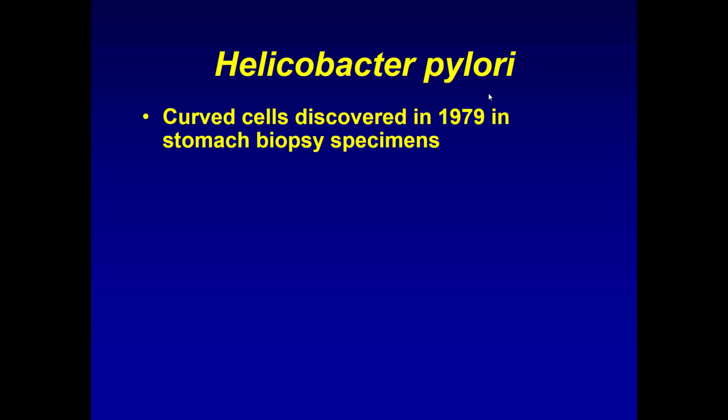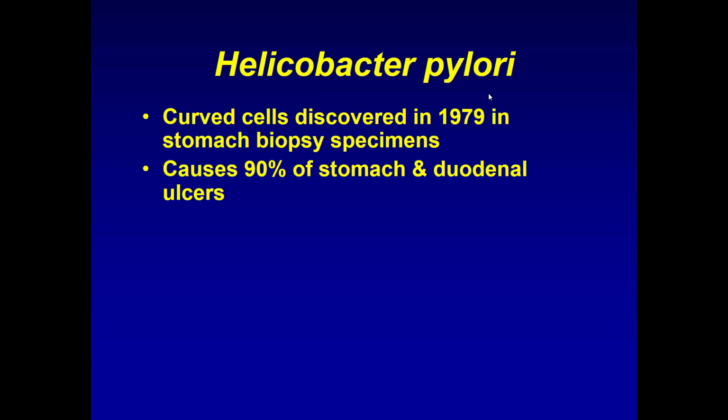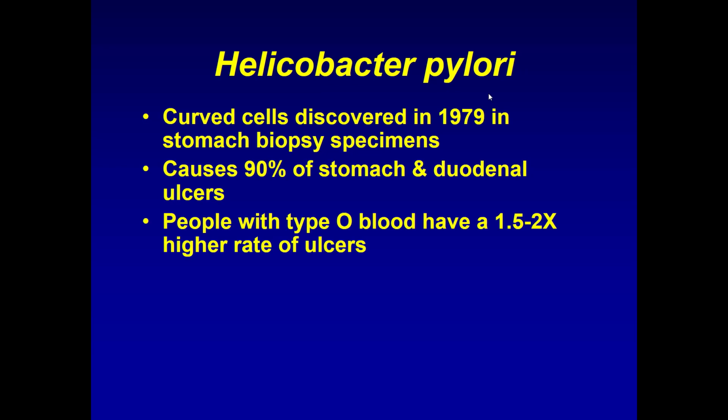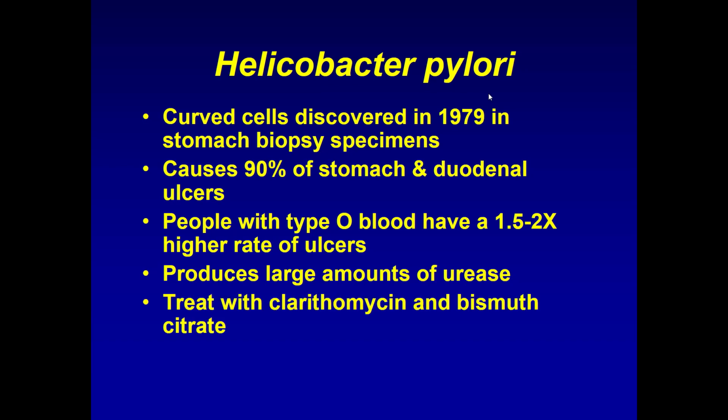So these are curved cells discovered in 1979 in stomach biopsies, and these cause roughly 90% of stomach and duodenal ulcers. Also, since this slide was made, we found out that they're also implicated in greater than 90% of stomach cancers. So very, very sad. But people with type O blood have 1.5 to 2 times higher rate of ulcers than other people. H. pylori produces large amounts of urease, but it's obviously treatable.